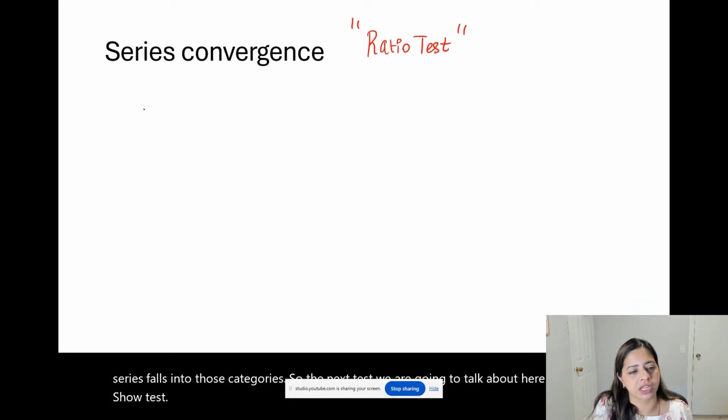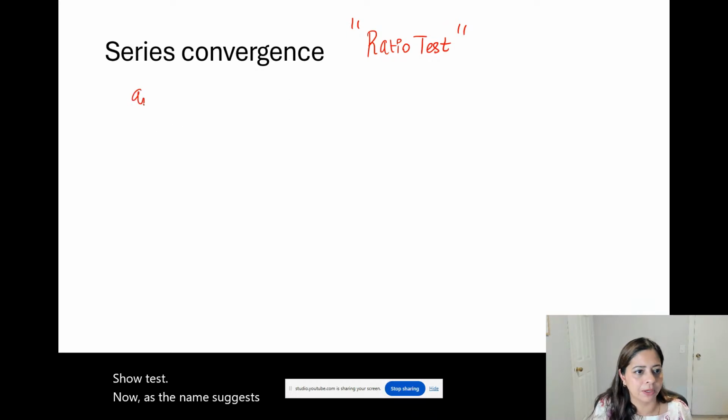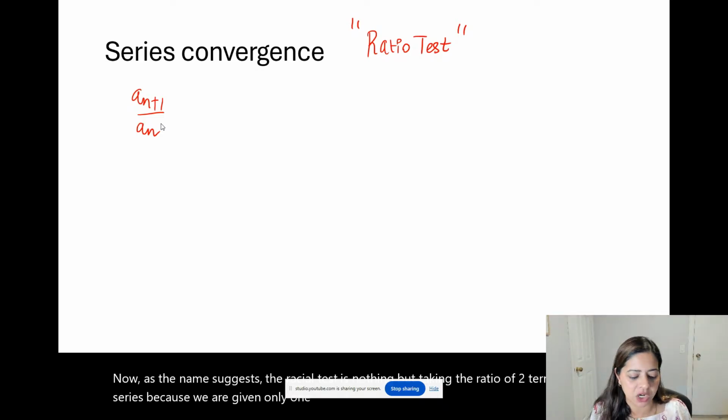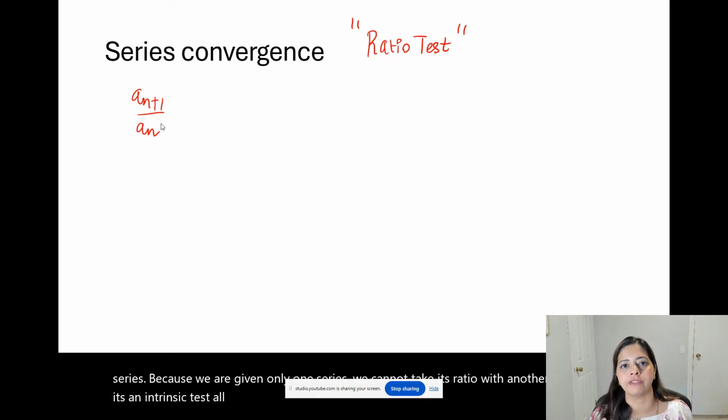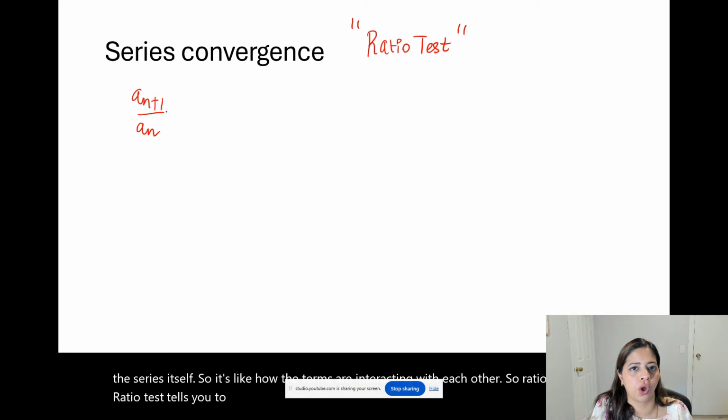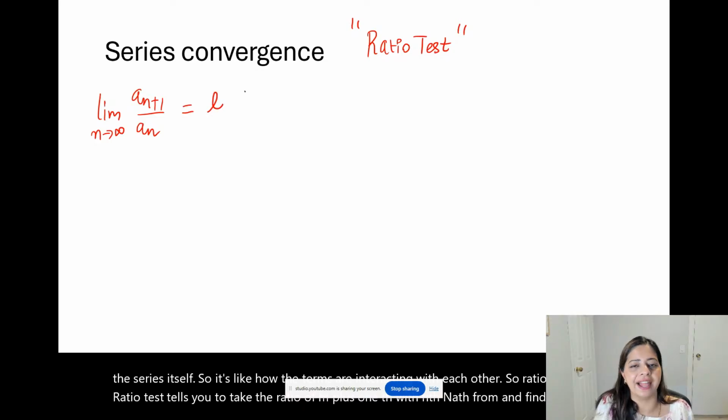Now, as the name suggests, the ratio test is nothing but taking the ratio of two terms of the series. Because we are given only one series, we cannot take its ratio with another series. Here, it's an intrinsic test. All the information about the convergence of the series is present within the series itself. So it's like how the terms are interacting with each other. So ratio test tells you to take the ratio of n plus 1th term with nth term and find the limit. So suppose this is L.